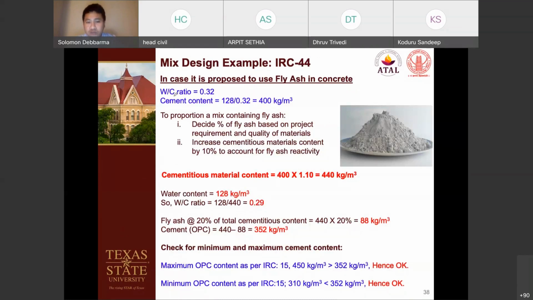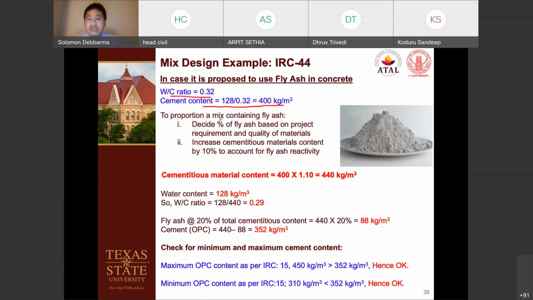So we have our water cement ratio fixed at 0.32, and we have our cement content as 400 kg per meter cube, which is the water content divided by the water cement ratio, which gives us the cement content. Now, since we want to use mineral admixtures, here we are using fly ash. So how to decide on the amount of fly ash?